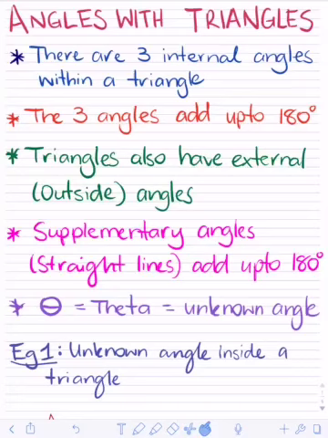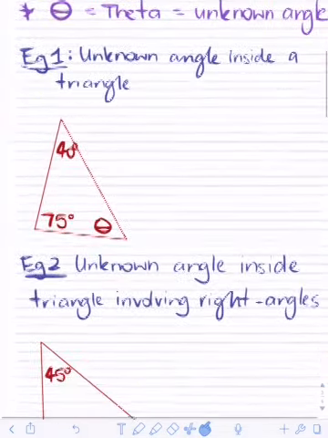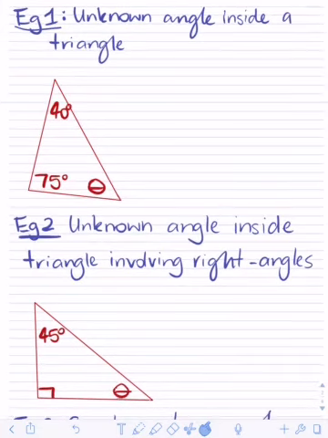Let's quickly go through one important thing that you need to know when we deal with unknown angles. Unknown angles in maths are normally shown using the theta sign, which is a Greek symbol which looks like a circle with a line through it. So let's start with the first example here, which is an unknown angle inside a triangle.